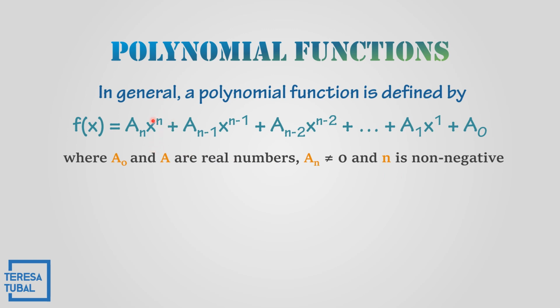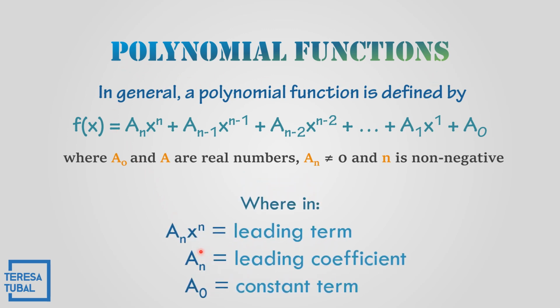So, hindi pwede magkaroon ng negative exponent. If that is the case na nagkaroon ng 0 at yung n nagkaroon ng negative, this is not a polynomial function. Wherein, a sub n, x to the n, this one could be our leading term. A sub n is the leading coefficient. And then a sub 0 could be our constant term.